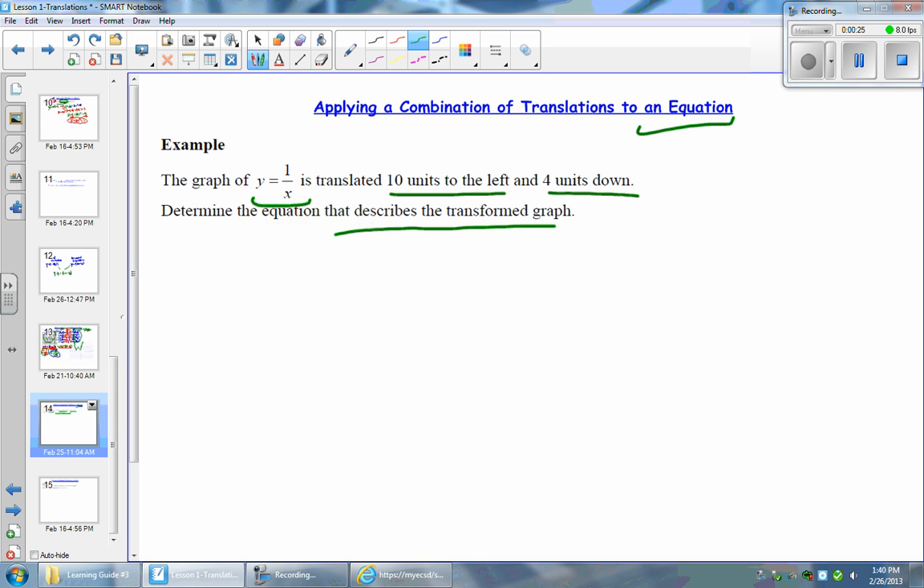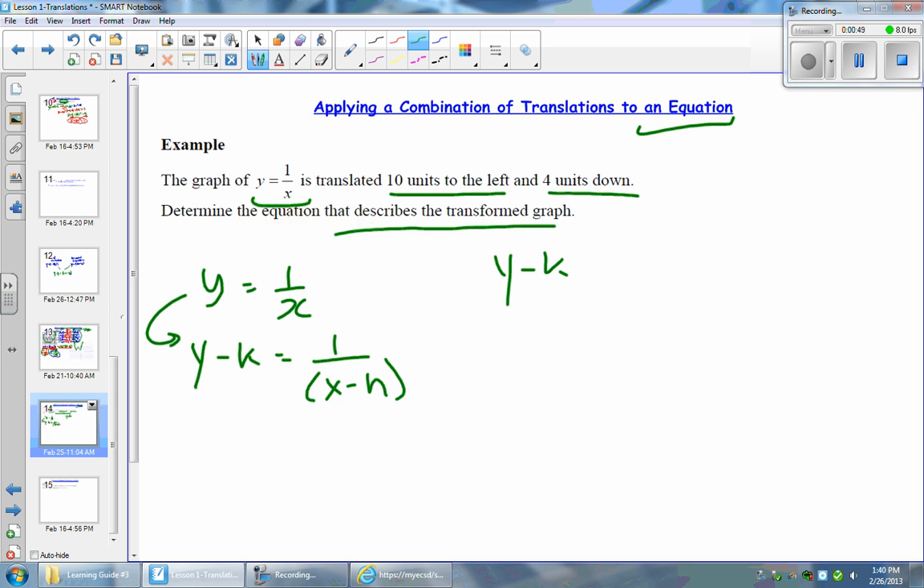So we have a combination of translations, a vertical and horizontal translation occurring at the same time. Here's our original function. If we are translating it both horizontally and vertically, this function becomes y minus k is equal to 1 over x minus h. That came from the general form of our function being vertically and horizontally translated.